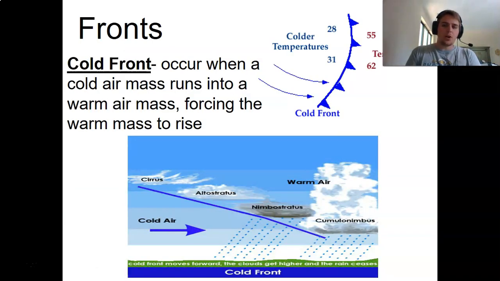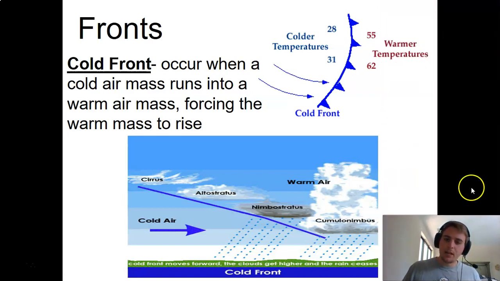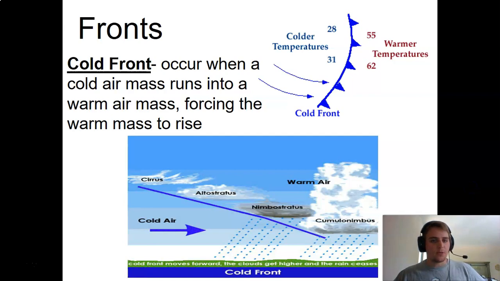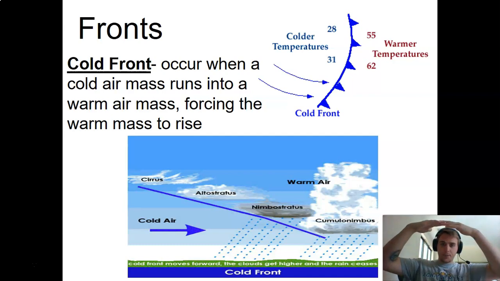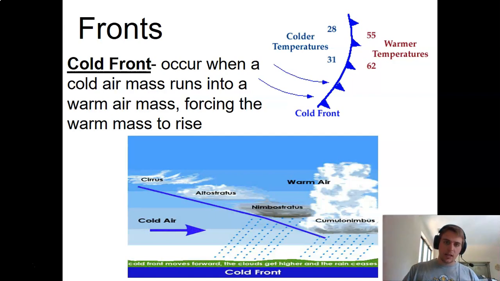So first off, we're going to talk about cold fronts. Okay, so a cold front. These occur when a cold air mass runs into a warm air mass, and that forces the warm air to rise. We talked about it last time. We've talked about it a million times. But one, again, of the most important concepts for earth science in general is the idea of density, and of less dense warm fluids rising, whereas we have more dense colder fluids sinking.